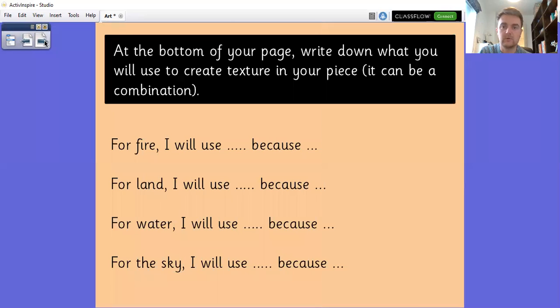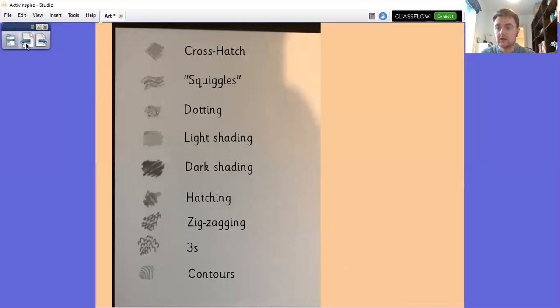Later on in the week, we're going to be applying all of this to draw our own version of the slave ship, using different sketching and different shading to add texture to our pictures. So have a go with it. If you're not sure about anything, as always, then drop me an email and I can try and help out. Take a picture of anything that you do so that I can have a look at it as well.